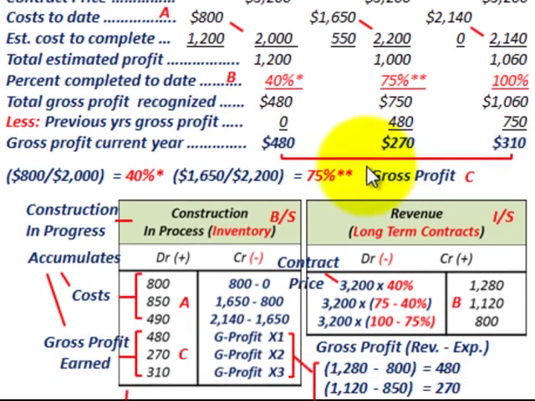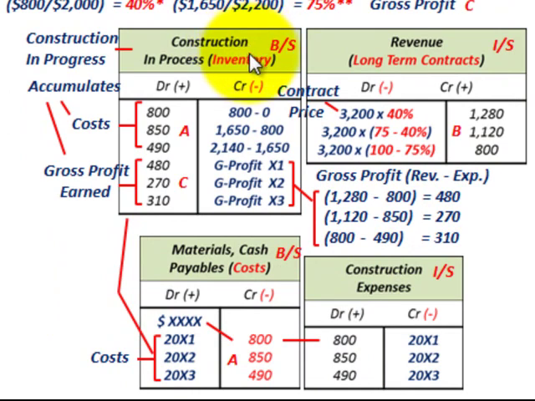Okay, so now let's go down and look at how we would record this. First we're going to be looking at what they call the construction-in-progress account. It's an inventory account on the balance sheet. Then we're also going to be looking at our revenue account for these long-term contracts. Along with that, we're also going to have some materials, cash, payables, and so forth, and some construction expenses.